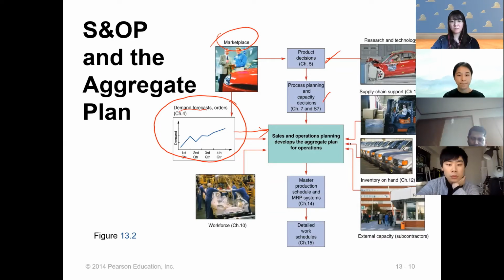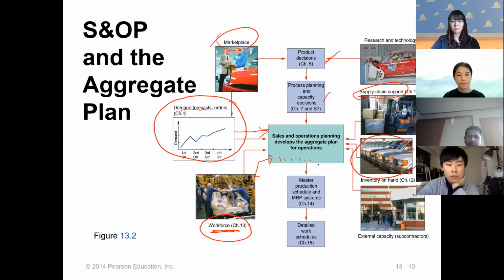So all this will go into information, inventory on hand. So you need to know how much stock we have, because we cannot make more than what is demanded. That is not going to be profit to the company. Okay. So you have your supply chain support, you have your R&D, and you have your workforce. So all these become the elements, or the things that you need to decide on.